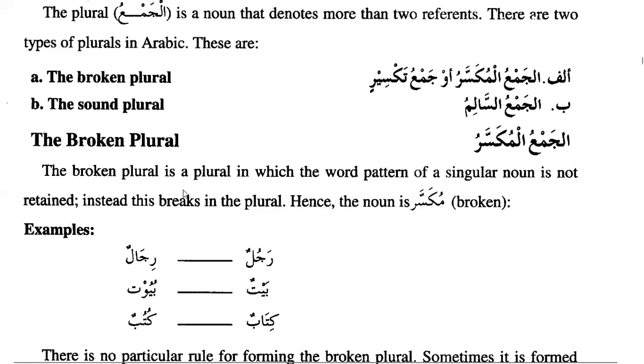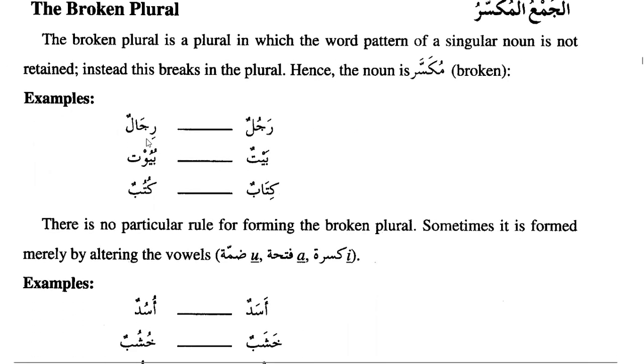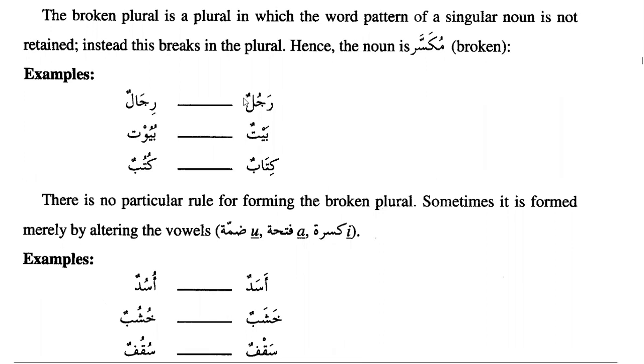The broken plural is a plural in which the word pattern of a singular noun is not retained. Instead, it breaks in the plural. Hence, the noun mukassar, broken. Example, rajulun, rijalun, baytun, buyut, kitabun, kutubun. There is no particular rule for forming the broken plural.